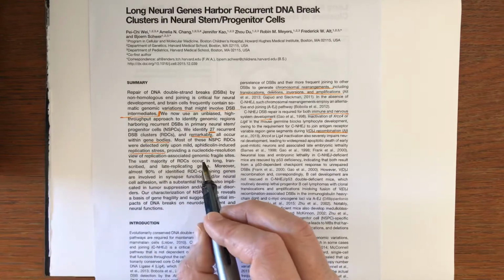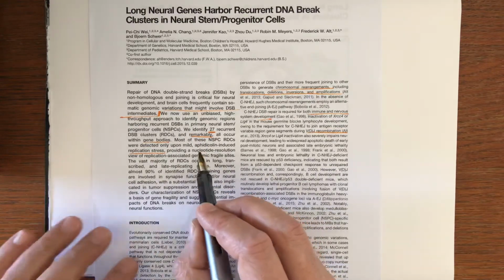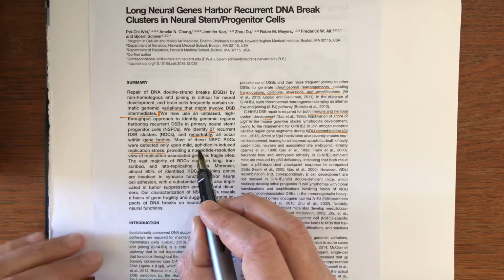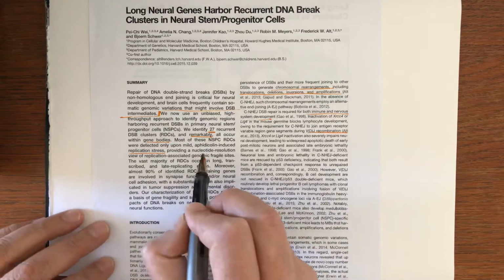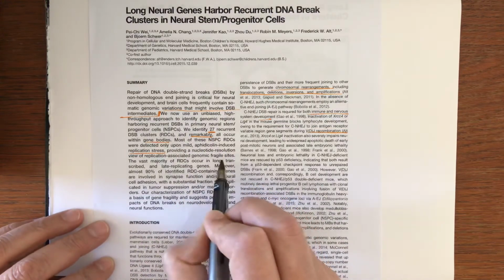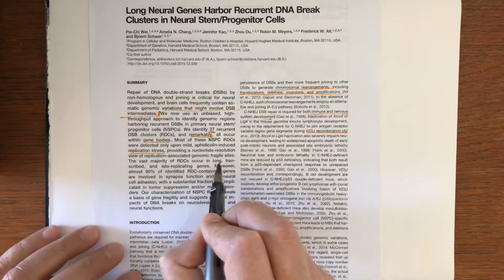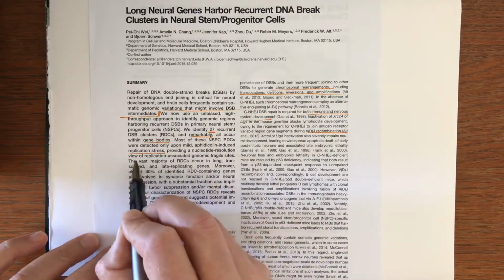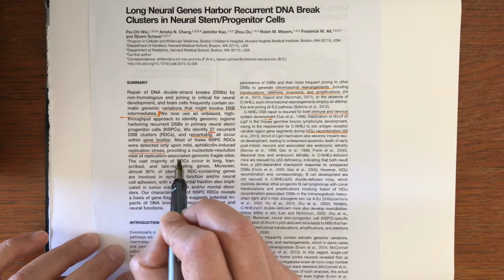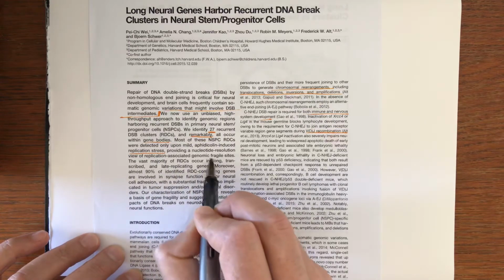So this is something that's very rare, and they use a topoisomerase inhibitor, I forget which one. This is an inhibitor just to increase the rate so it can be detected, and presumably it's unbiased, providing a nucleotide resolution view of replication-associated genomic fragile sites.